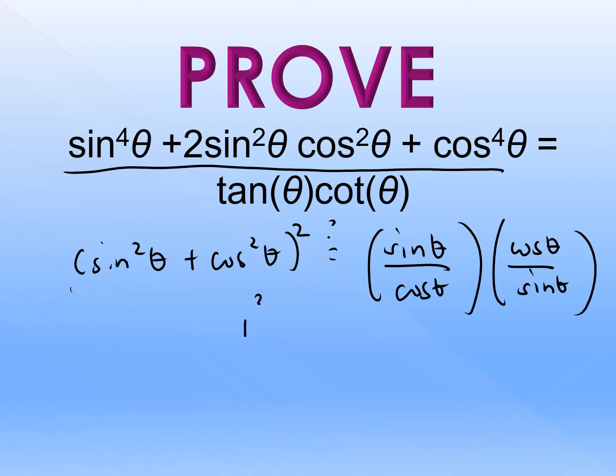So therefore, it will be 1 squared is equal to, we can cancel sine theta for this one, and we can also cancel cosine theta for this one. Since we canceled everything, it's equal to 1. So let's write a question mark. 1 squared is equal to 1. Therefore, we prove that the right side is equal to the left side.